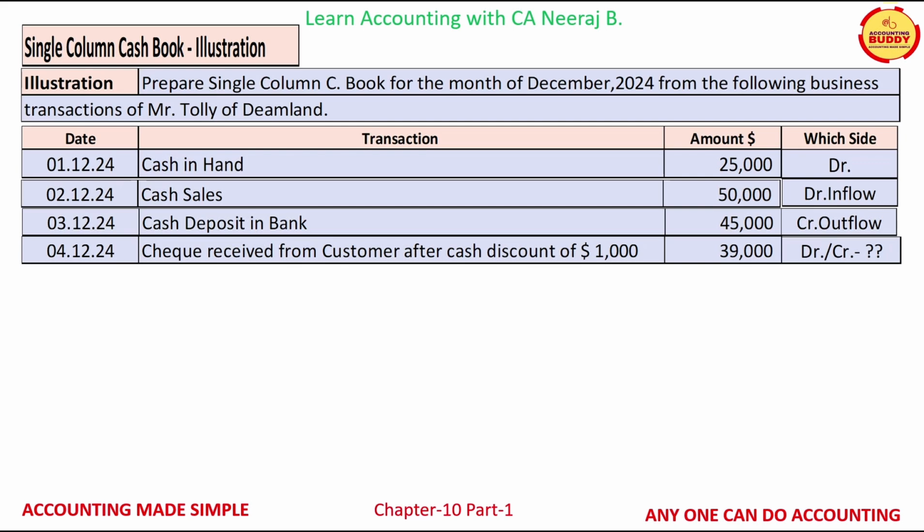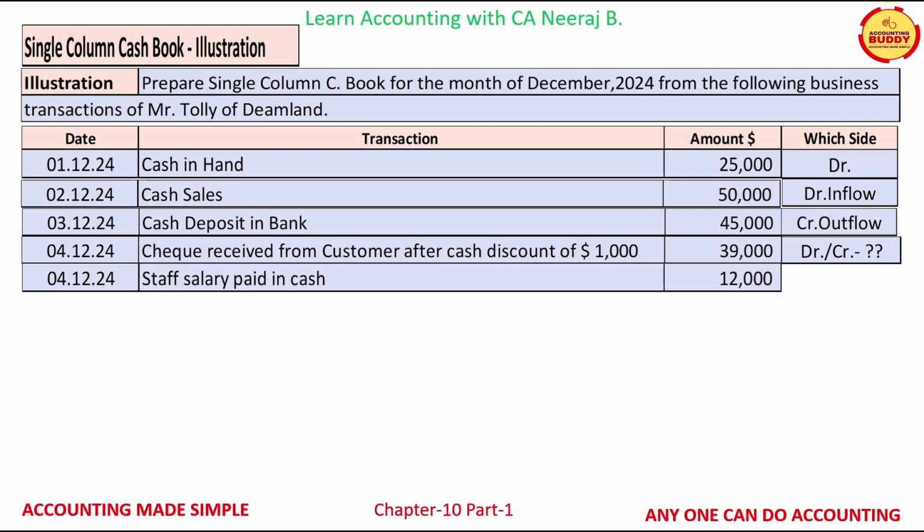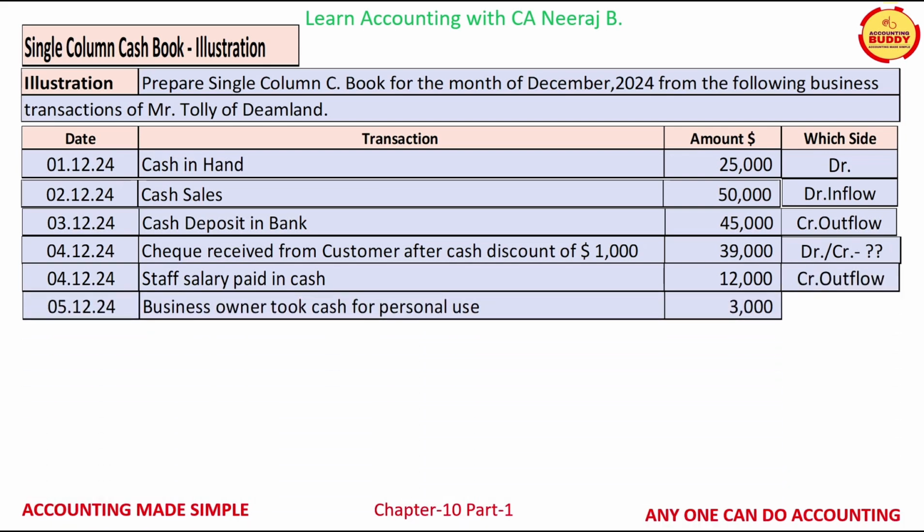On 4th December, staff salary amounting to $12,000 is paid in cash. This transaction will be recorded on the right hand credit side of the cash book since it is an outflow of cash. On 5th December, business owner took $3,000 for his personal use.